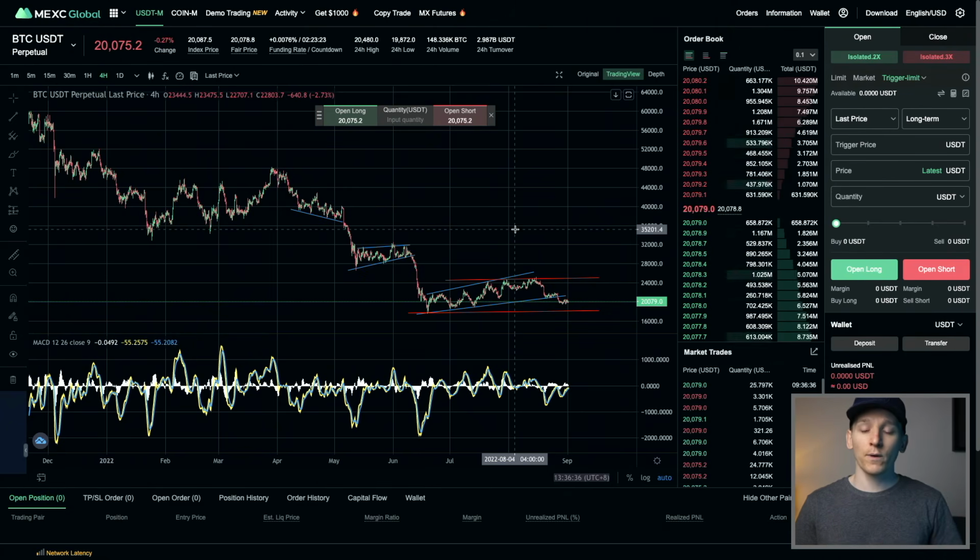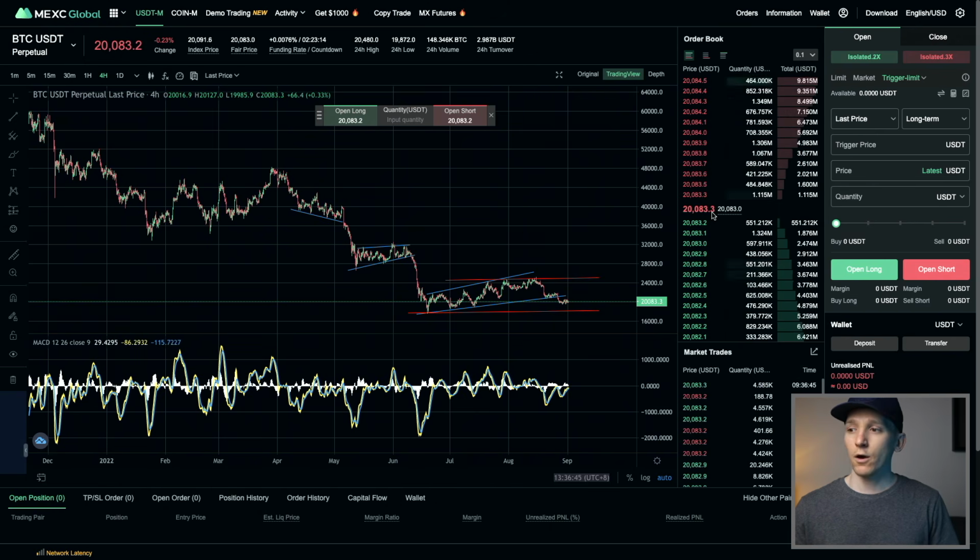Firstly, what we want to do is understand what swing trading is, and then we can get that in our heads in terms of what we want to do. So I'm going to trade Bitcoin here over on MEXC.